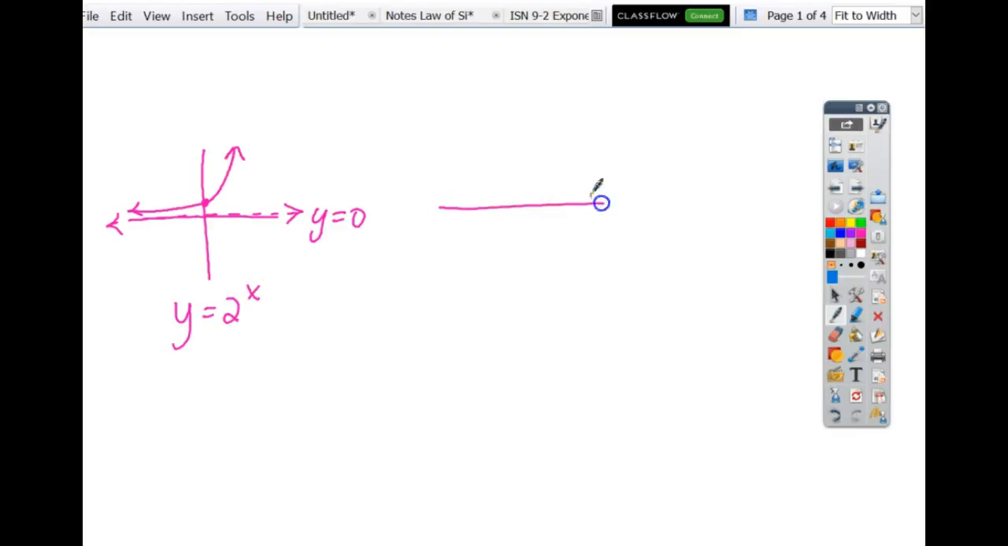And then we did exponential decay. And it still goes through this point, but it goes this way. And we still have the asymptote. And this one, how did we know? What did we put for the b? B is 1 over the number, right? So it's a fraction. So we have 1/2 to the x. Okay? So the reason I'm doing this is because what I want you to look at is this.